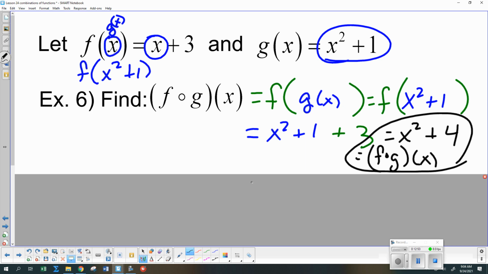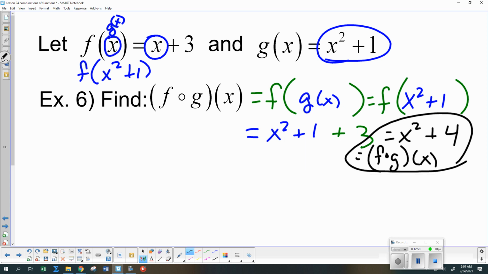Let's go the other way. Let's do g of f of x so you can start to see that the order makes a difference.